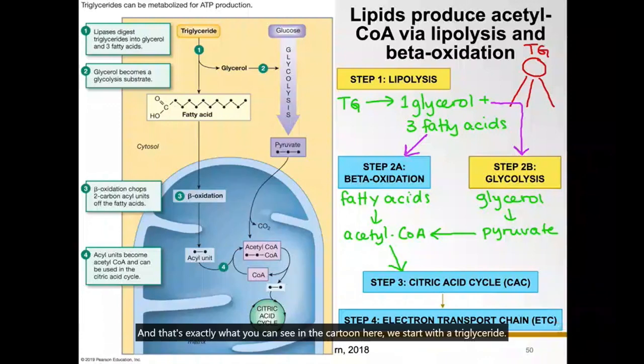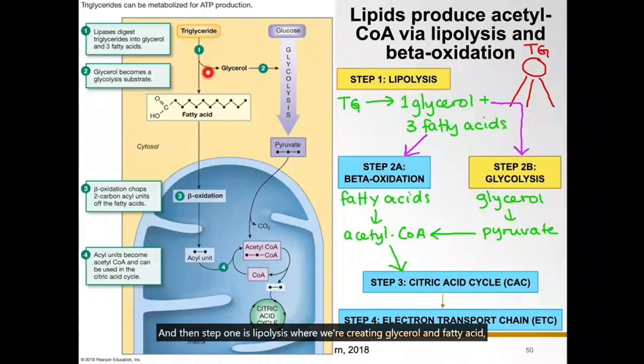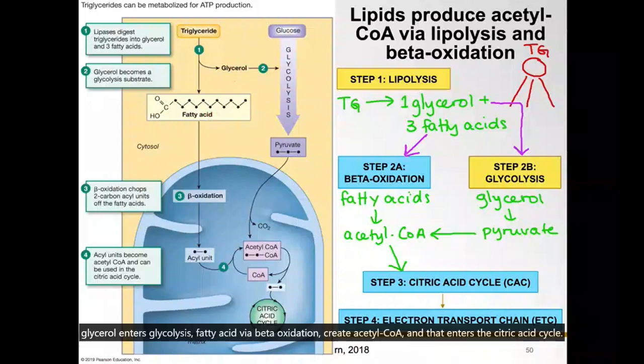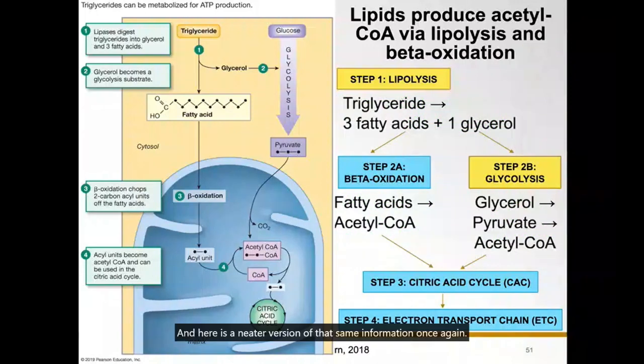And that's exactly what you can see in the cartoon here. We start with a triglyceride, and then step 1 is lipolysis, where we're creating glycerol and fatty acid. Glycerol enters glycolysis. Fatty acids, via beta oxidation, create acetyl-CoA, and that enters the citric acid cycle. So it's the same information on both sides, just laid out differently. And here is a neater version of that same information once again.